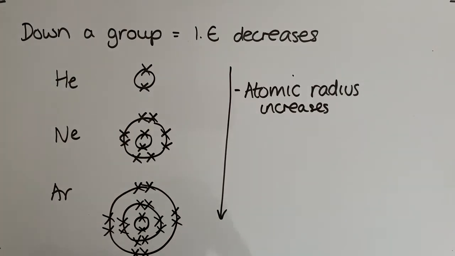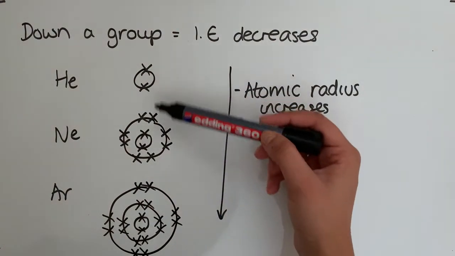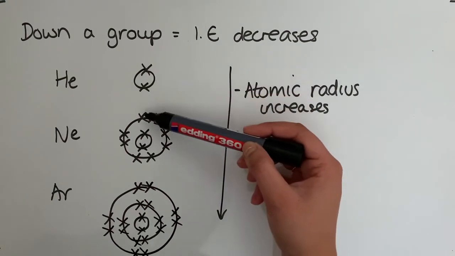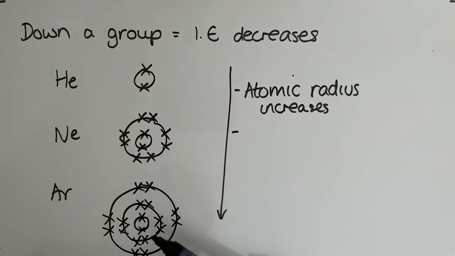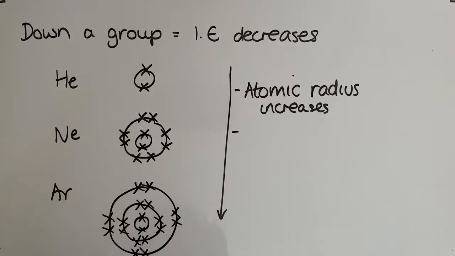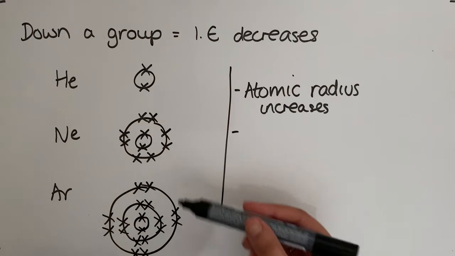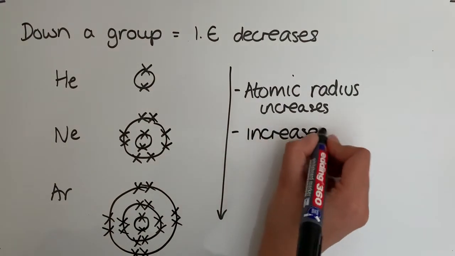Remember there were three factors: atomic radius, nuclear charge, and electron shielding. Because the atomic radius has increased, and you can also see it here, the outer electron, as you go down the group, is more shielded from the nucleus. Because you've got more shells as you go down, you increase the shell number. There is increased electron shielding as you go down the group.